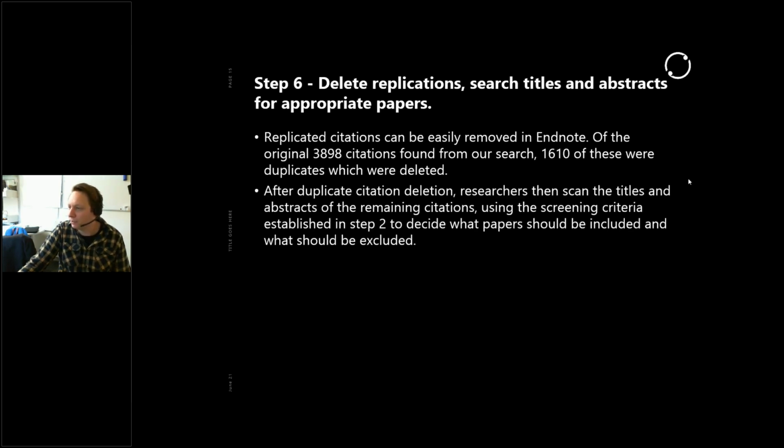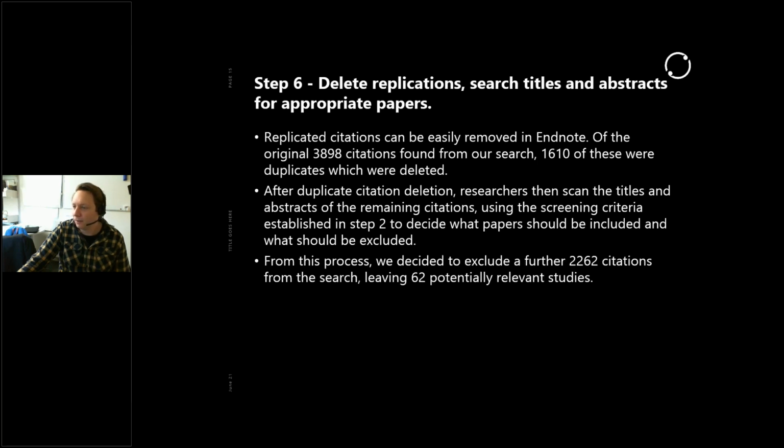So after the duplicate deletion, what we would do is get the researchers who are undertaking the review to scan the titles and abstracts of the remaining citations using the screening criteria that we established in step 2 about what should be included and what should be excluded. And in our practical example, we decided to exclude a further 2,262 beyond the duplicates.